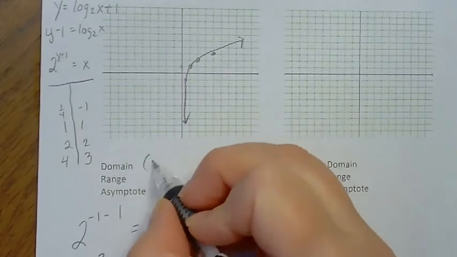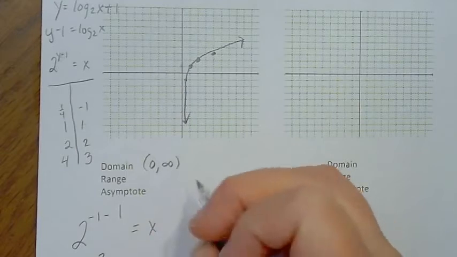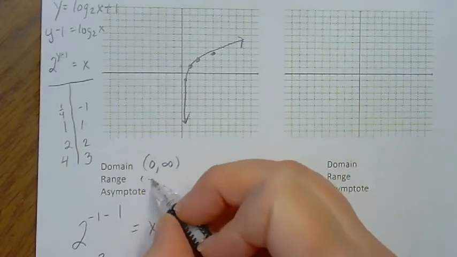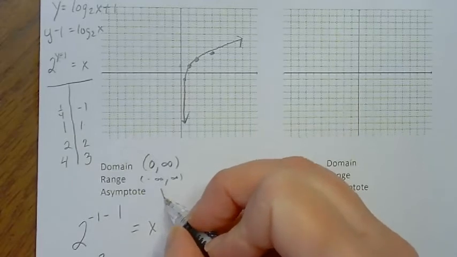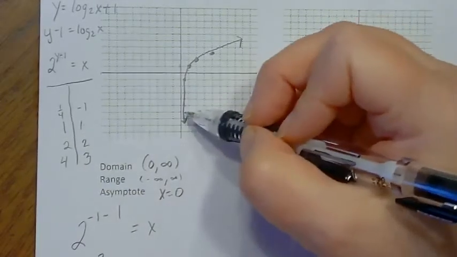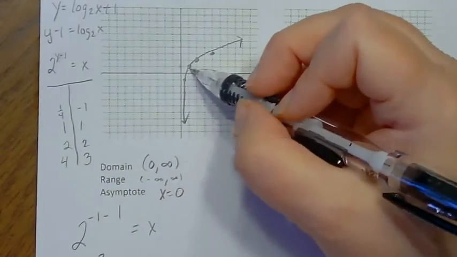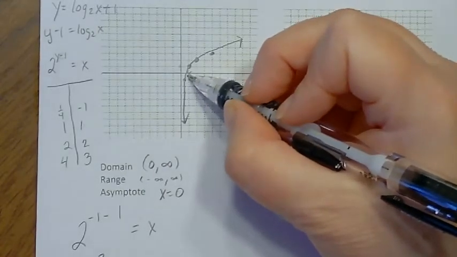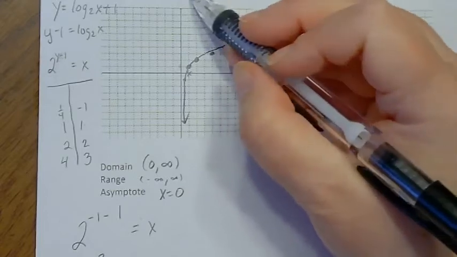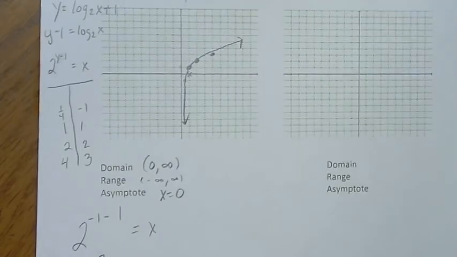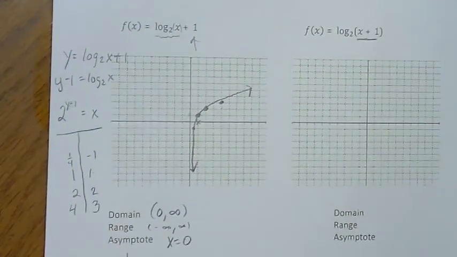So the domain is 0 to infinity, the range negative infinity to infinity, and the asymptote is still x equals 0. Notice though this time that typically we have our first point at 1, 0, but that point has been shifted up 1 just like every other point. So just like all of our other functions, adding 1 at the end is going to shift the graph up.